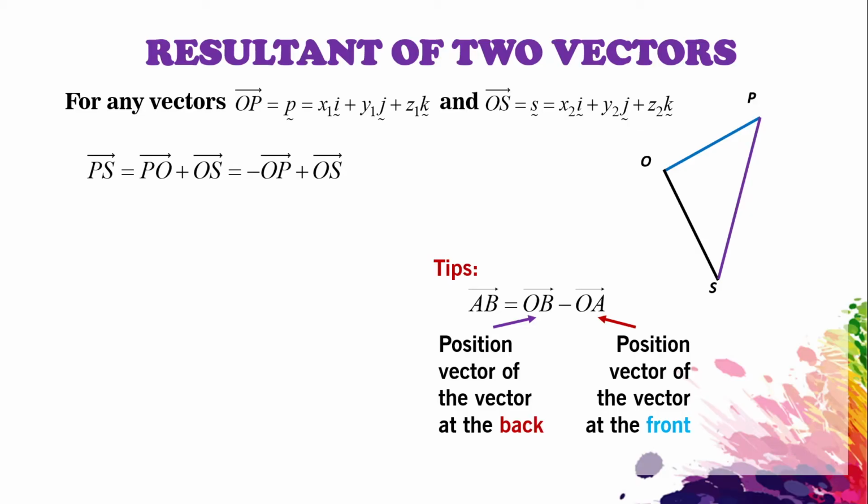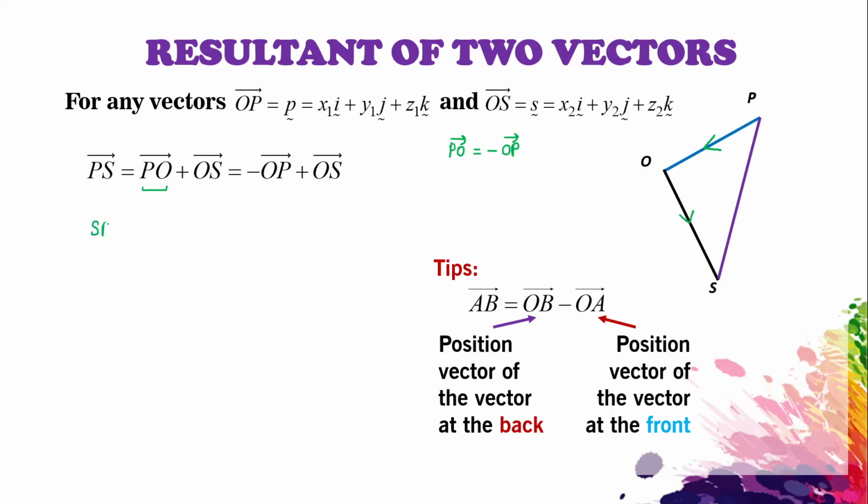Now, we move to the next one, resultant of 2 vectors. In vector geometry, the resultant vector is defined as the sum of 2 vectors, which has its magnitude and direction. For any vectors OP and OS, in order to find PS, it will start with PO plus OS. But since the information given is OP instead of PO, you have to change vector PO to be negative OP. So that's why we have negative OP plus OS here.